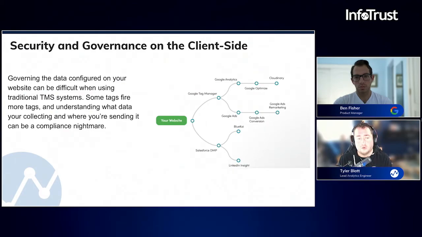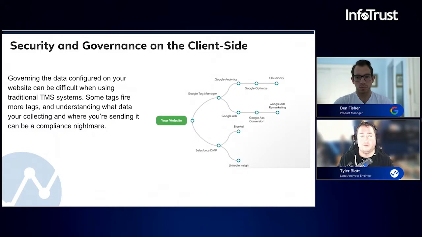So another huge piece, and I touched on it a little bit on that last slide, is the security and governance of all the data that you're collecting on client-side tag management systems. It can be just a nightmare for companies to try to track down. Essentially, tags are configured to fire other tags, to fire other tags. You don't know what tags are firing what. JavaScript can be difficult to track down as far as what it's doing.